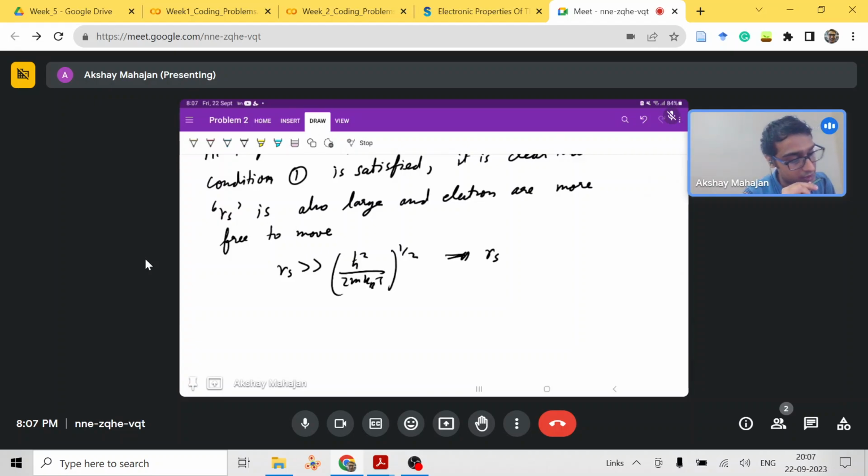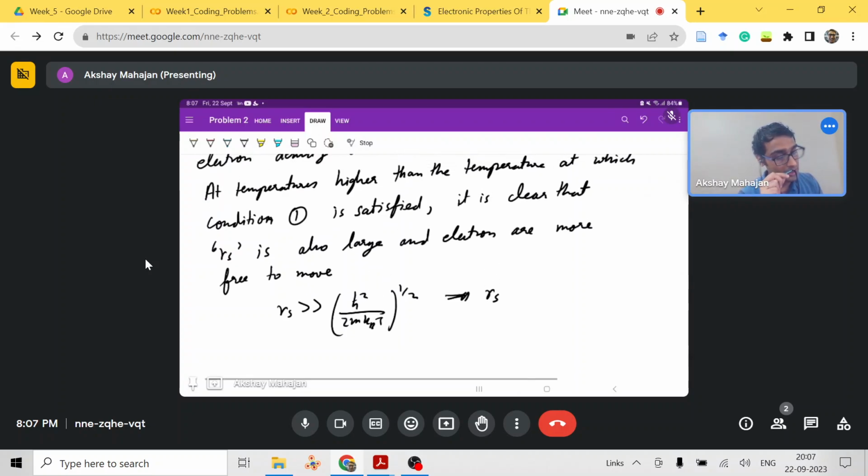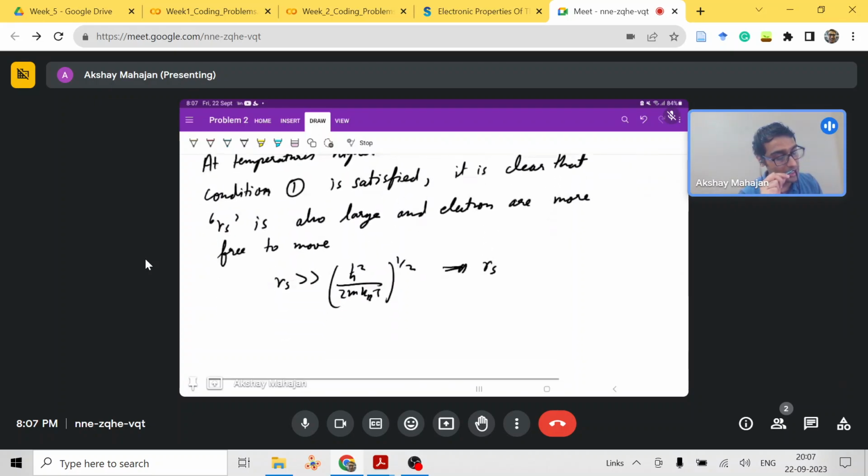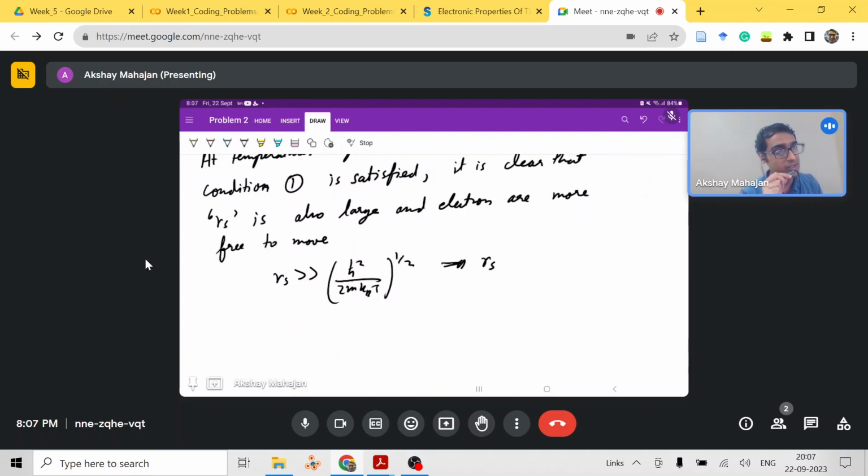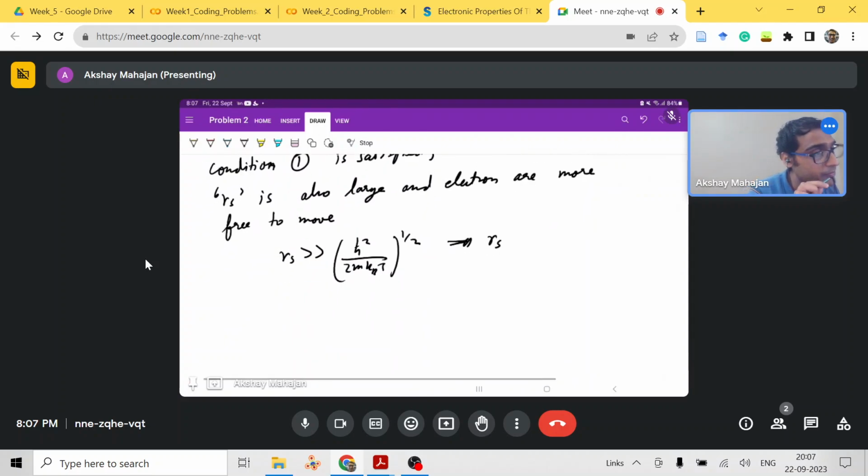So for temperatures higher than this, where the condition h square by 2 m kBT is satisfied, it means that Rs is much greater than 1 by k, where k is the wave vector.